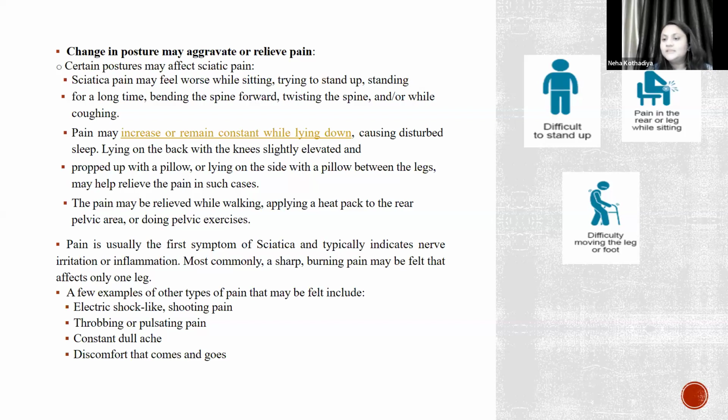Pain is usually the first symptom in sciatica. A patient may present with sciatica pain. The first and foremost symptom of the patient is pain in the lower limb. Pain usually occurs from irritation and inflammation. Most commonly, a sharp, burning, shooting type of pain is felt that affects only one side of the leg. A few examples of the pain include electric shock-like shooting pain, throbbing or pulsating pain, constant dull aching pain, and discomfort that comes and goes.